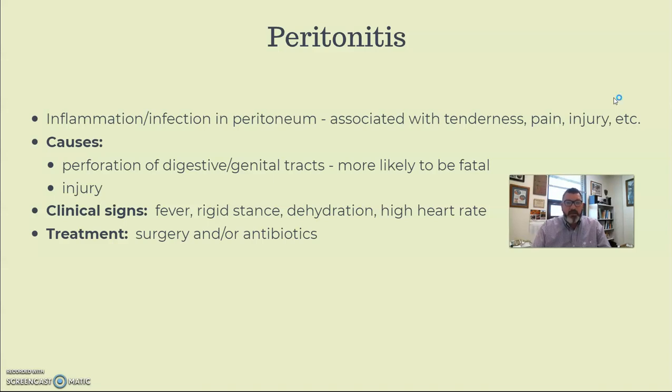These are more commonly fatal because you have a slow leaking. For example, if you think about a small intestinal perforation, a small tear in the small intestine, that digestive material would leak into the peritoneal cavity, which then creates a great substrate for bacterial growth and infection to set in. And so it can be fatal pretty quickly.